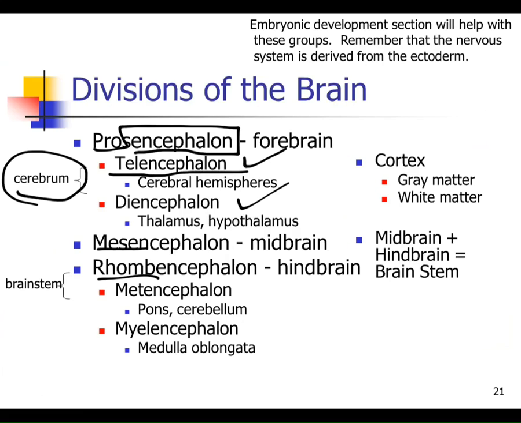And then there's the rhombencephalon. It must kind of be rhomboid in shape. And within this area is the brainstem. And this is where you have the pons and the cerebellum and the medulla oblongata. And yes, there are other names for those, but I told you I'm not going to quiz you on those. So don't spend any brain power memorizing metencephalon or myelencephalon because I'm not going to ask you about them. Okay? So let's put all this together and figure this out.